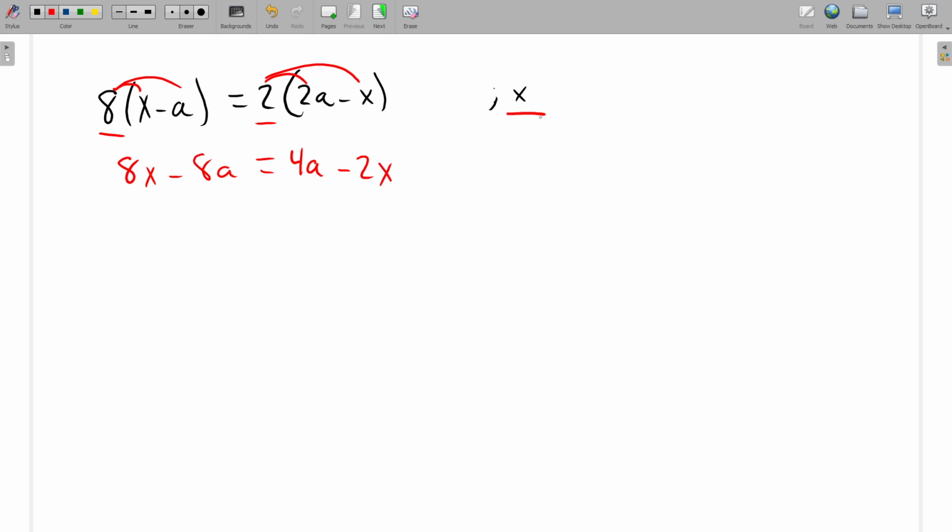So remember, we're solving this for x, meaning everything that has an x we want on one side of the equals, and everything without an x we want on the other side. So this 8a that is currently with this 8x doesn't belong here. It does not have an x. So we want to move it. We move it by doing the opposite that it currently is. It's currently a negative. So we're going to add.